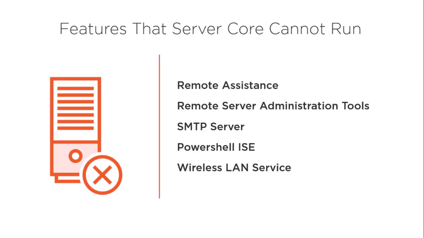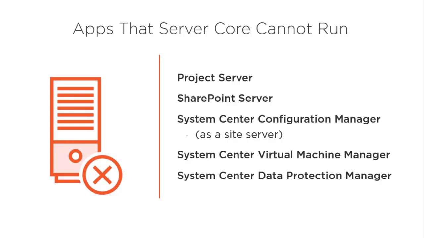Features that cannot be run in Server Core include Remote Assistance, Remote Server Administration Tools, SMTP Server, PowerShell ISE, and Wireless LAN Service. So don't worry if you don't understand what these are.